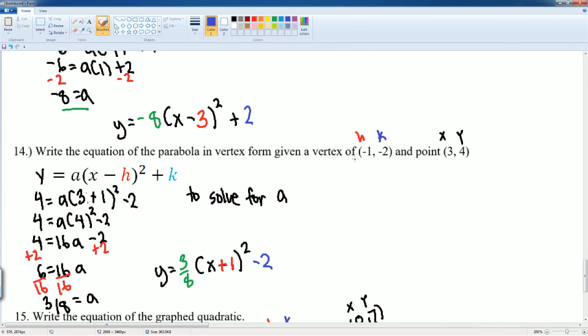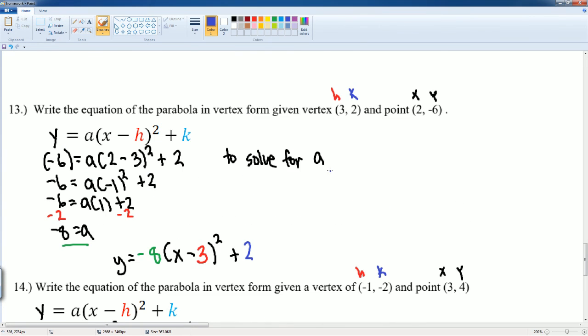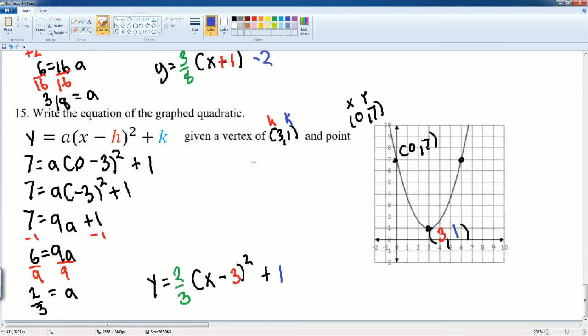Make sure you have the vertex and make sure you have a point. And we notice from number 16, it's always great if we can either grab the x-intercepts or the y-intercepts. All right.